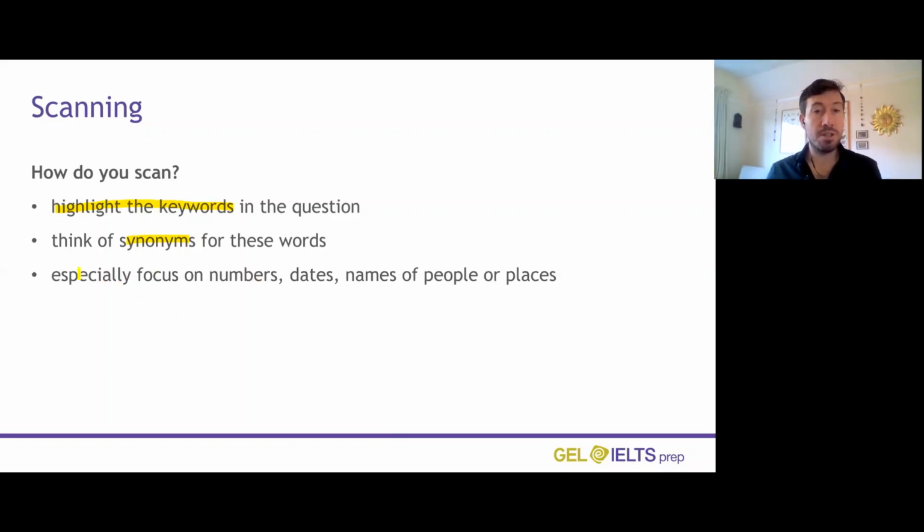So it's important to especially focus on numbers, dates, names of people or places, because usually you can't have synonyms for a person's name. So if someone's called Daniel, you will see the name Daniel in the text. There's not a synonym for the name Daniel. The same with places. If it's talking about New York, you will find the word New York somewhere in the text. It's very difficult to have a synonym for New York. So they can be really useful when you're scanning.